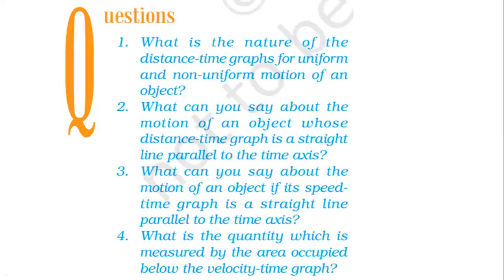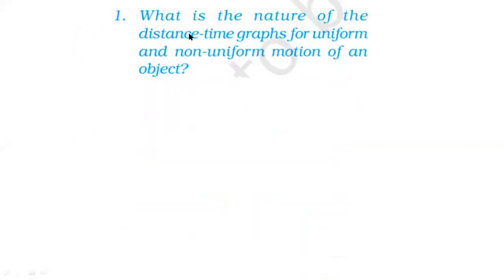Okay. So the first question there is: what is the nature of the distance time graph for uniform and non-uniform motion of an object? Let me write it down. What is the nature of the distance time graph for uniform motion and non-uniform motion of an object? What basically they're asking is, what kind of line do we get from these graphs? If we draw the distance time graph for uniform and non-uniform motion, what kind of line will we get?